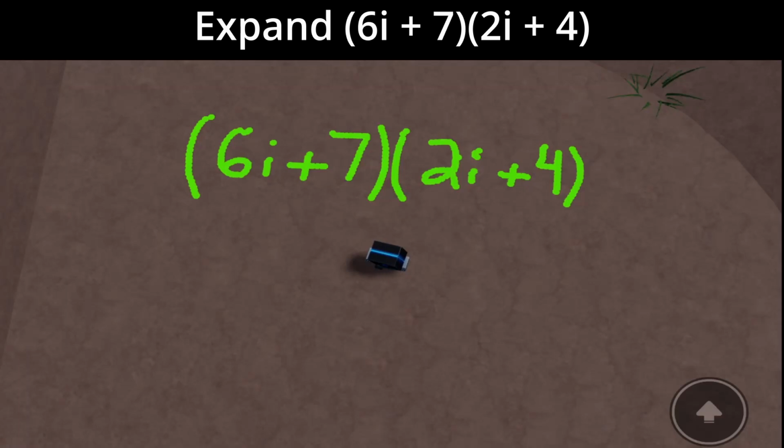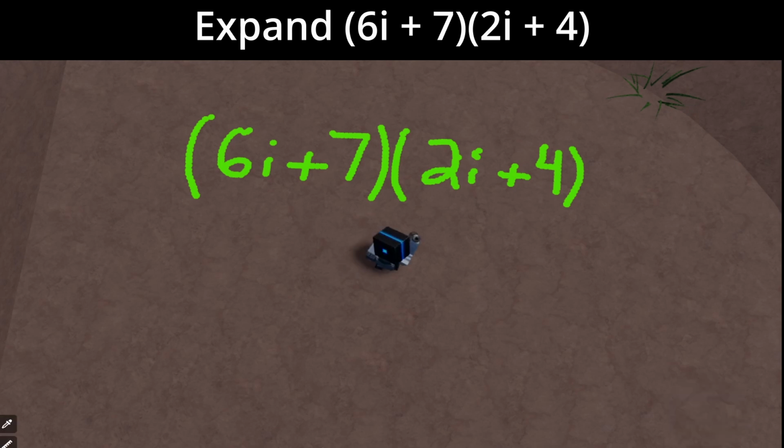In today's video, we're going to cover dividing and multiplying complex numbers. So let's get right into it. In this first problem, we need to multiply 6i plus 7 with 2i plus 4 and see what that turns into. So to do this, you just need to FOIL the expression or multiply in whatever order you want to. I'll show you how I do it.